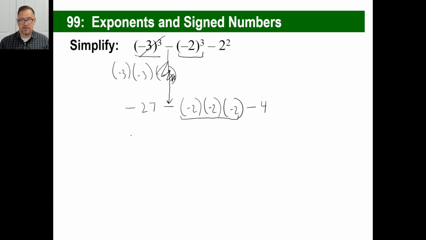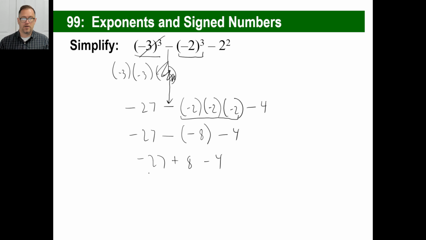Okay, now let's do this part next. So we have negative 27, it's going to copy it down, minus, first off, what's the answer going to be, positive or negative? Negative, right? Okay, and then just put negative. And then 2 times 2 times 2 is 8. Okay, then minus 4. So we have negative 27, and the opposite of 8 is plus 8, minus 4.